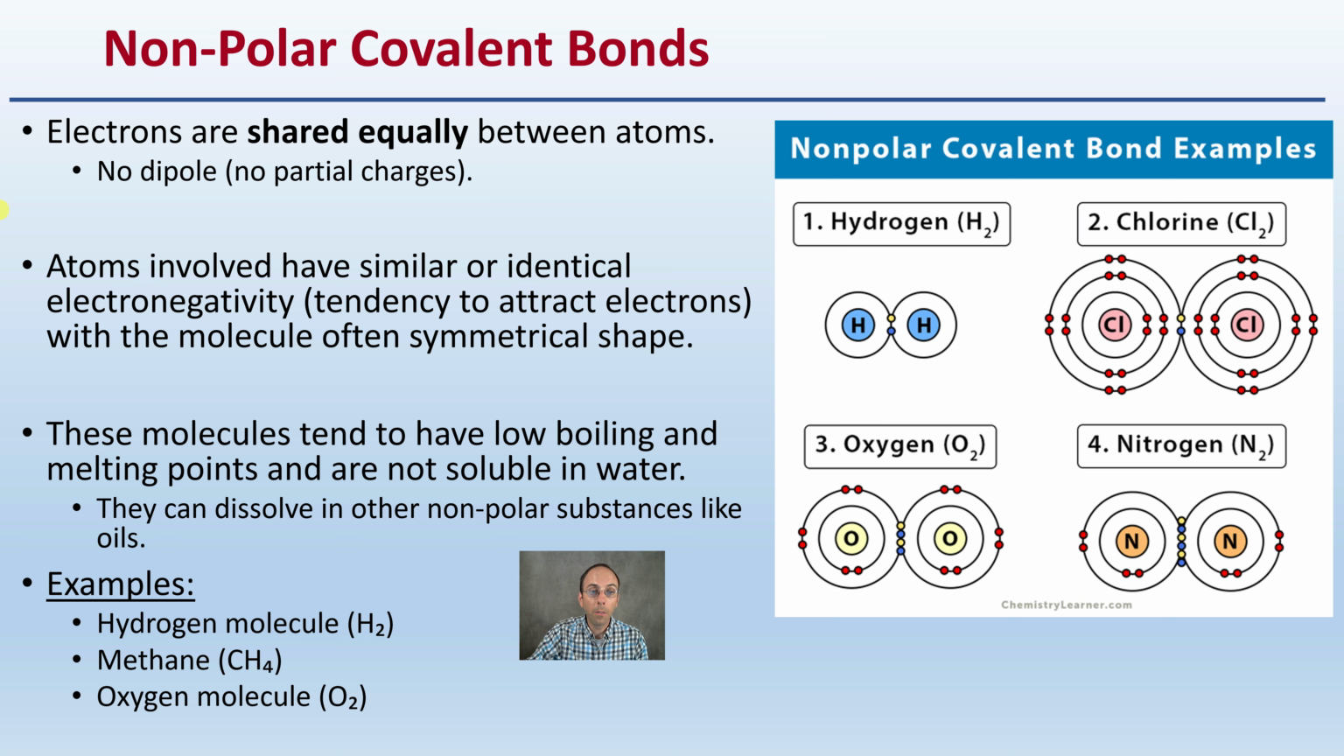The atoms involved have similar or identical electronegativities, which is a tendency to attract electrons, with the molecule often being a symmetrical shape because of that evenness. These molecules tend to have low boiling and melting points and are not soluble in water. They can dissolve in other nonpolar substances such as oils. Hydrogen molecule, methane, oxygen molecule would all fit in that category, as well as nitrogen, as we see here.